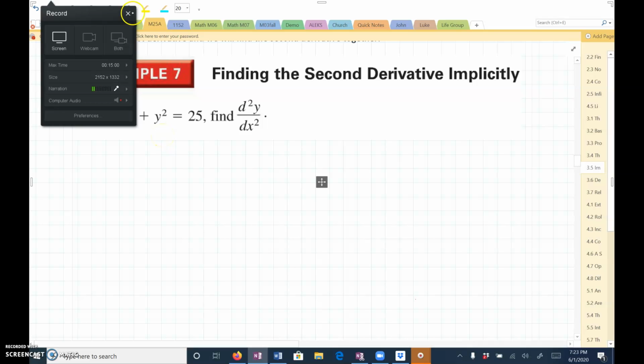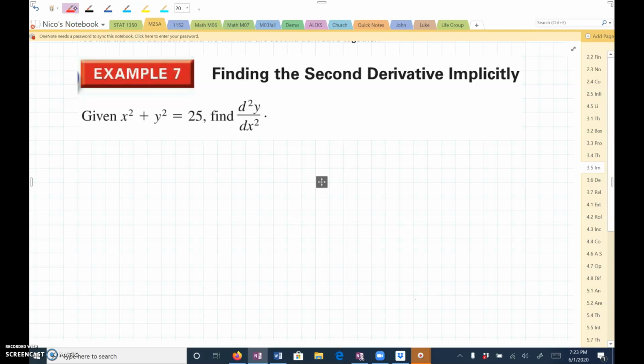Alright, example 7. Given x squared plus y squared equals 25, we want to find the second derivative. So for the first derivative, we would take the derivative of this whole equation, and again we're using implicit differentiation because, although we could solve for y here, we're going to just do it this way.